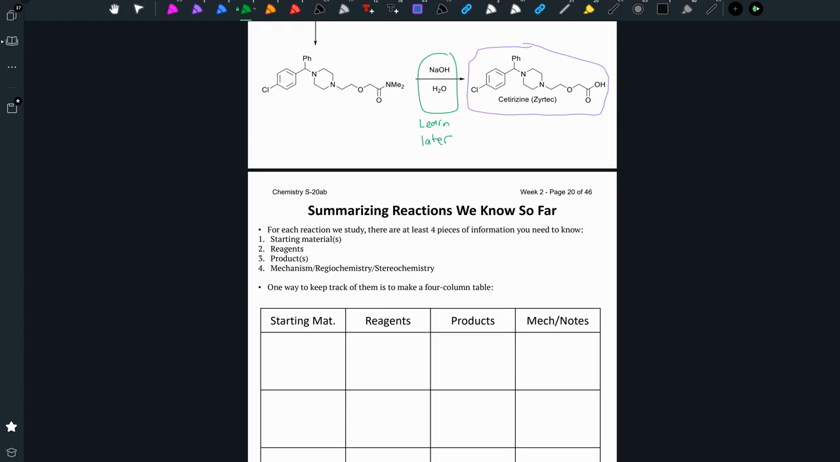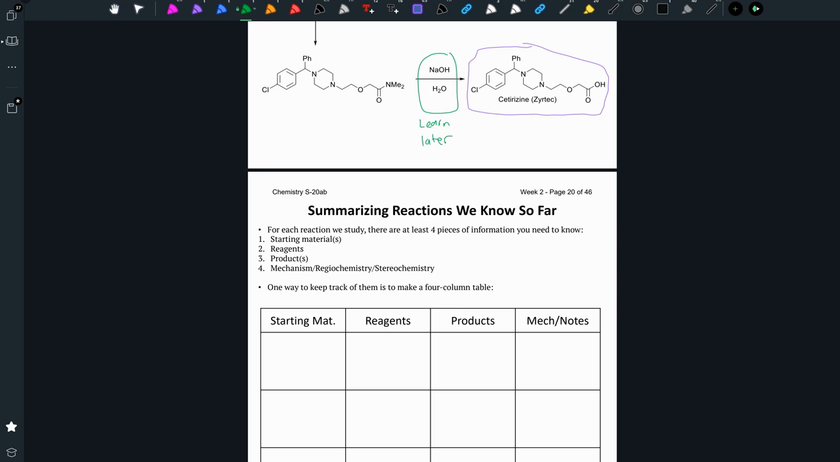But for every reaction, there's really 4 categories of information you want to know about it. You want to know the starting material, you want to know the reagents that are used, you want to know the products, and you want to know something about how it happens, or what the stereochemical outcome is, what the regiochemical outcome is. Do things go to the more substituted carbon? Do they go to the less substituted carbon, etc.?